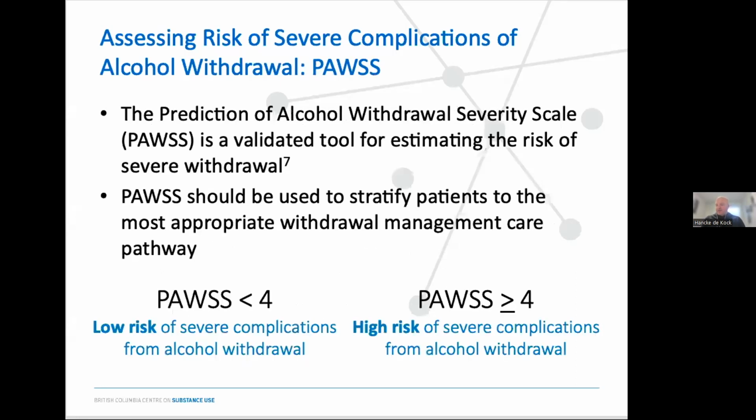So assessing the risk of severe complications with alcohol withdrawal using the PAUSE scale, a PAUSE of less than 4 is low risk of severe complications from alcohol withdrawal, and then a PAUSE of more than or equal to 4 is a high risk of severe complications. And then I'll just mention something about the CIWA as well. That's more used in the inpatient setting, but a CIWA of more than 15 constitutes severe withdrawal.